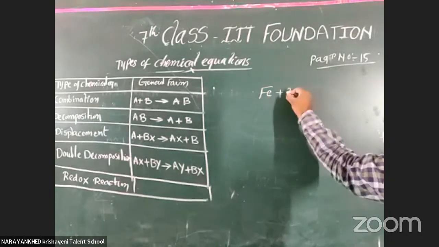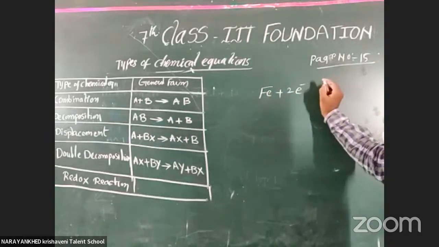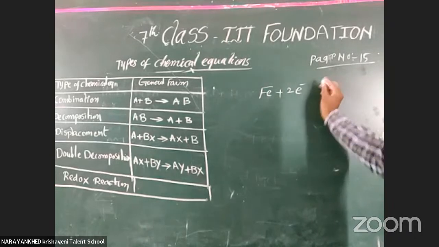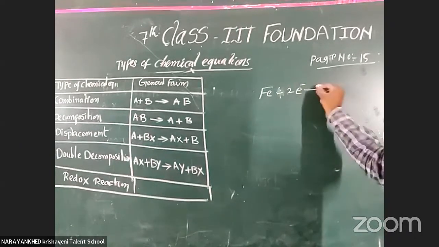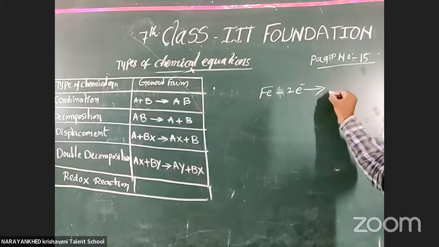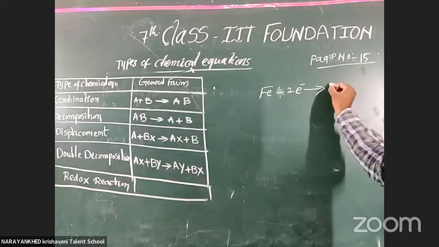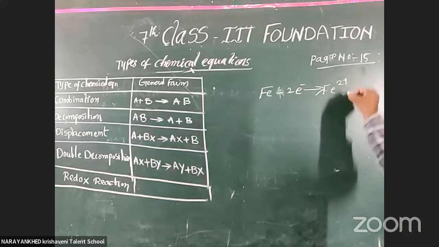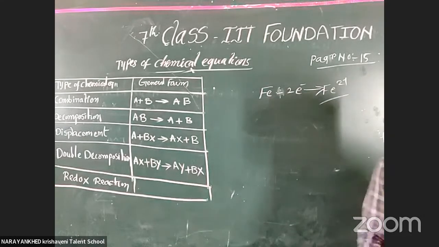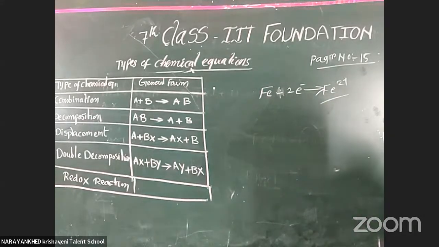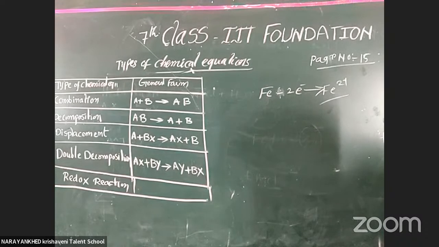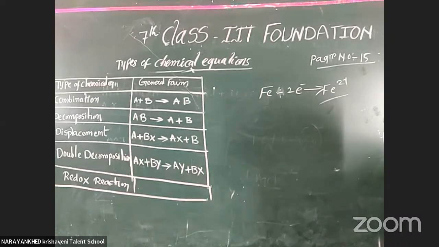Now suppose you take ferrous. Ferrous loses two electrons. Understood, all the students? Ferrous loses two electrons and becomes Fe2 plus. This is called oxidation. In a chemical reaction where one substance is oxidized and at the same time another substance is reduced, it is called a redox reaction.